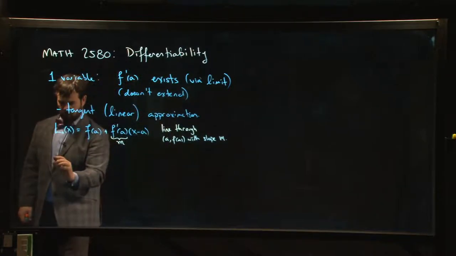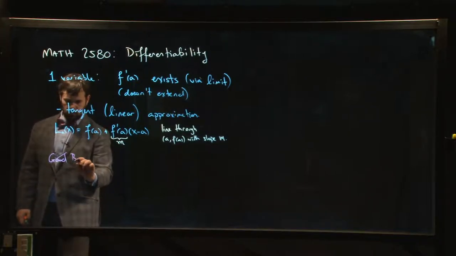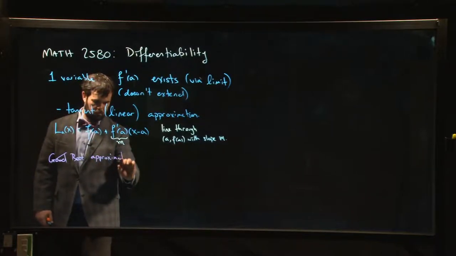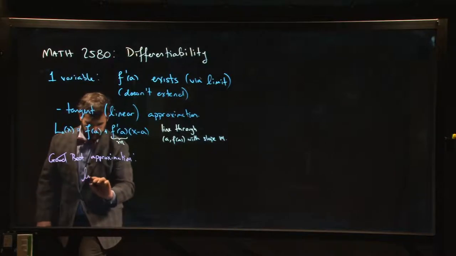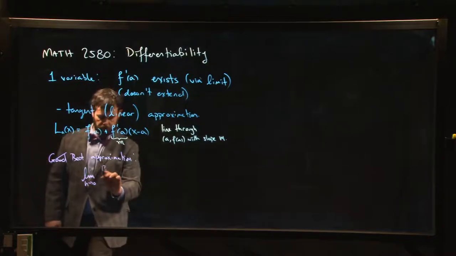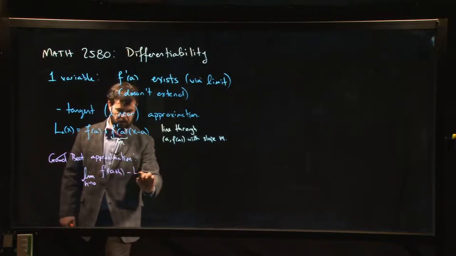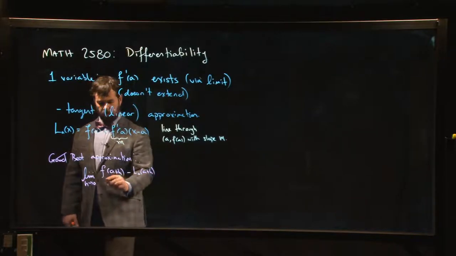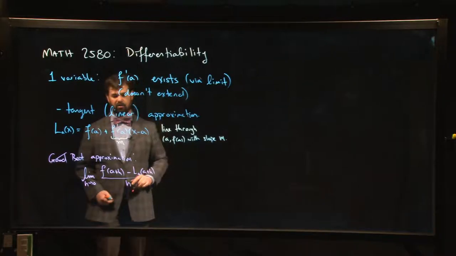So what we really say is that the best approximation is going to be the one that satisfies the following limit condition. The limit as h goes to 0 of f of a plus h minus L at a plus h, so the difference between those two functions as we approach the point, divided by h.